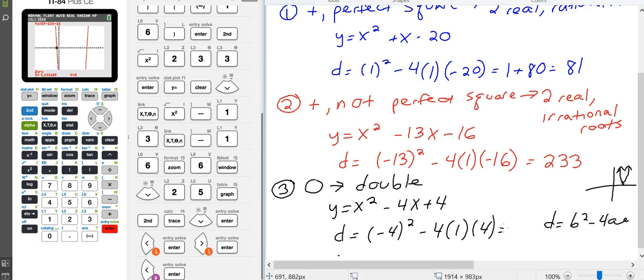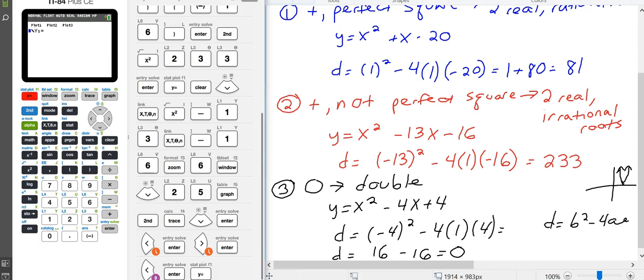And the discriminant is equal to negative 4 squared, which is 16, minus 4 times 1 times 4, which is 16. 16 minus 16 is 0. So this equation would have a double root. Let's look at that. Let's graph it.